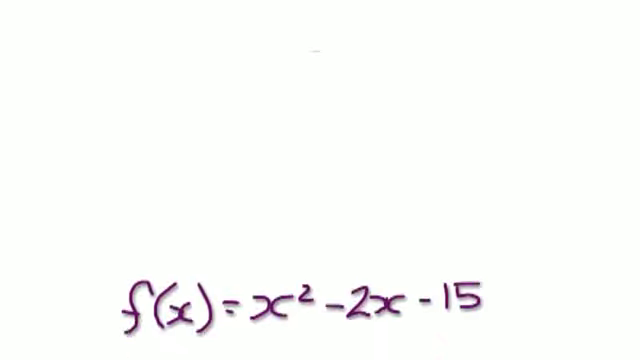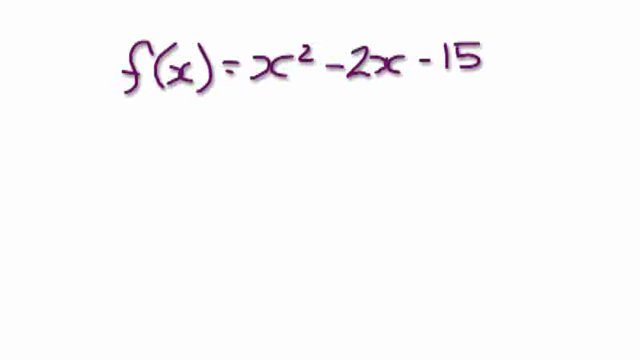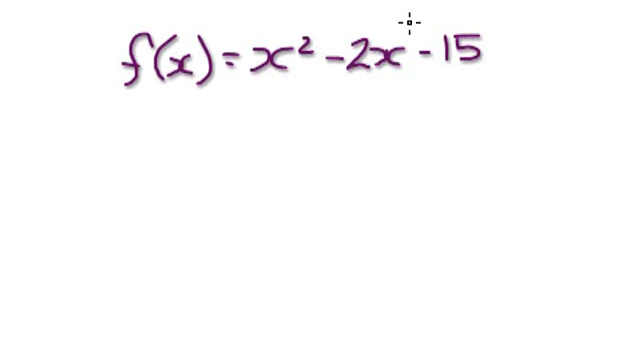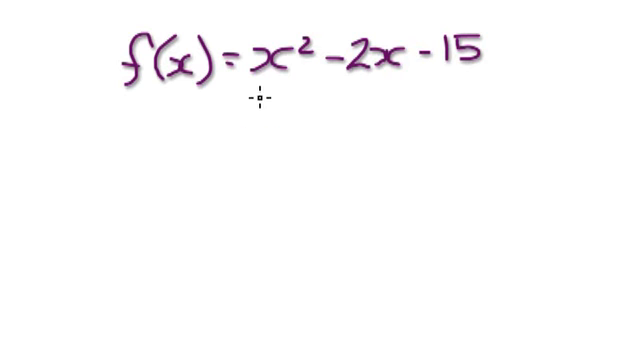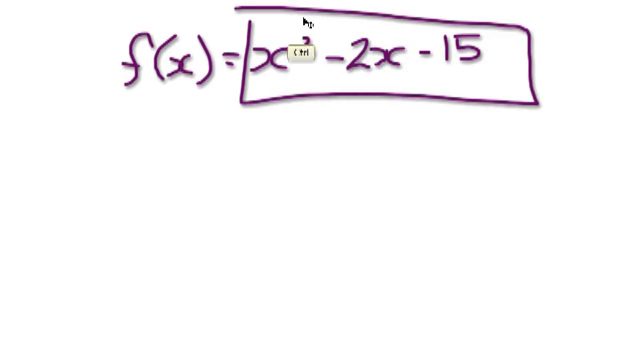Okay, let me give you guys another example. So given this function here, f of x equals x squared minus 2x minus 15, I want to know what f of, let's say, f of 3x. What does this new function look like? Okay, so to do this, try to understand this function.